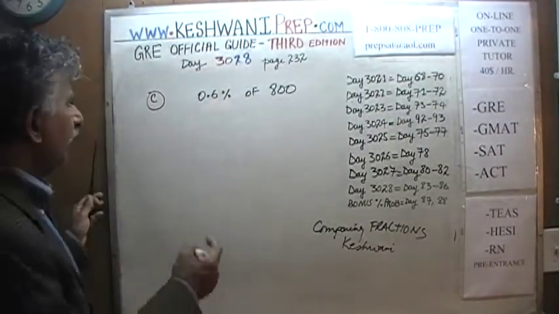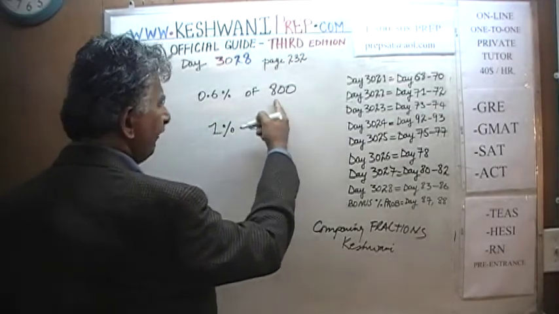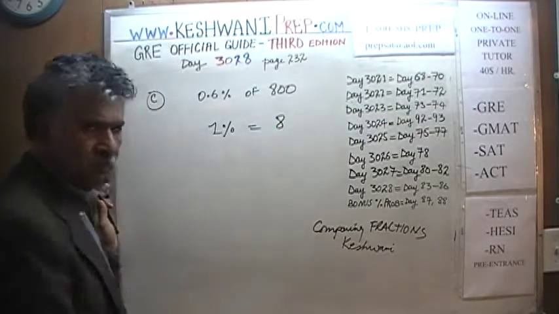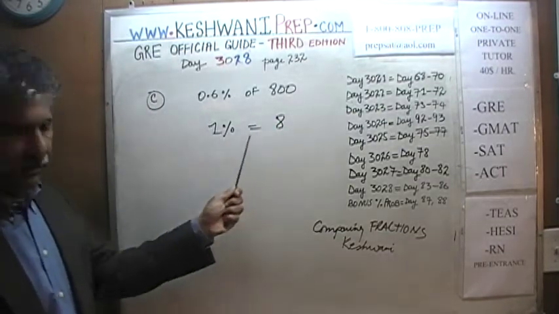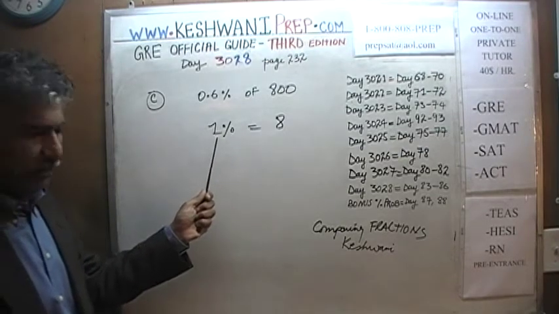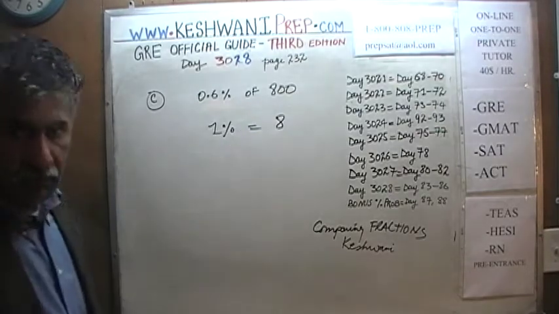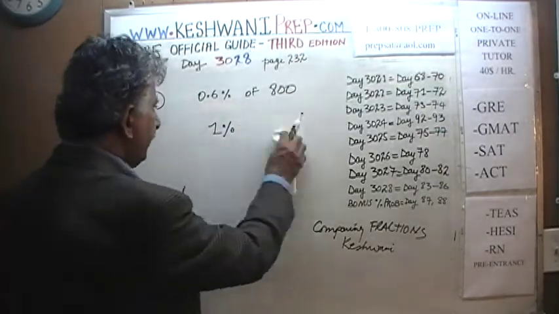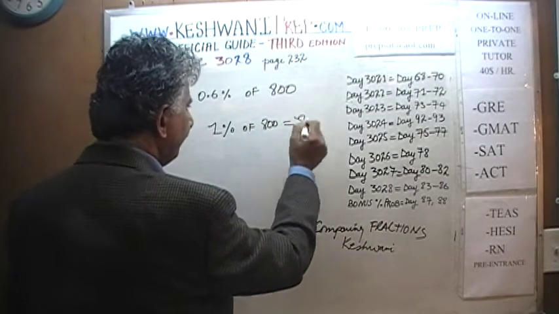So here we go. We know 1% is equal to 1% of 800. 1% of 800 is 8. Would you agree? Of course. I do not write everything down, but that's what we're saying here. When you say 1% equals 8, of course, we understand that we're talking about 800. 1% of 800 is 8. Or technically, I should have written it down. 1% of 800 is 8.